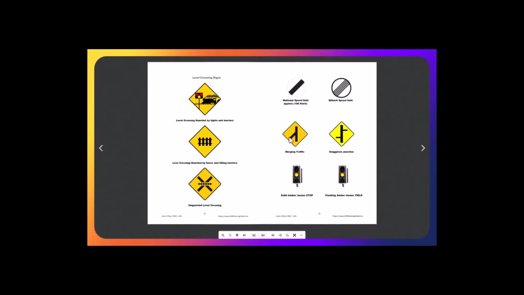That is merging traffic coming onto the main road. That is a staggered junction. Solid amber light means stop. Not stop if you want to, it just means stop. That's the whole answer. You say stop and say nothing else. A flashing amber light means yield.